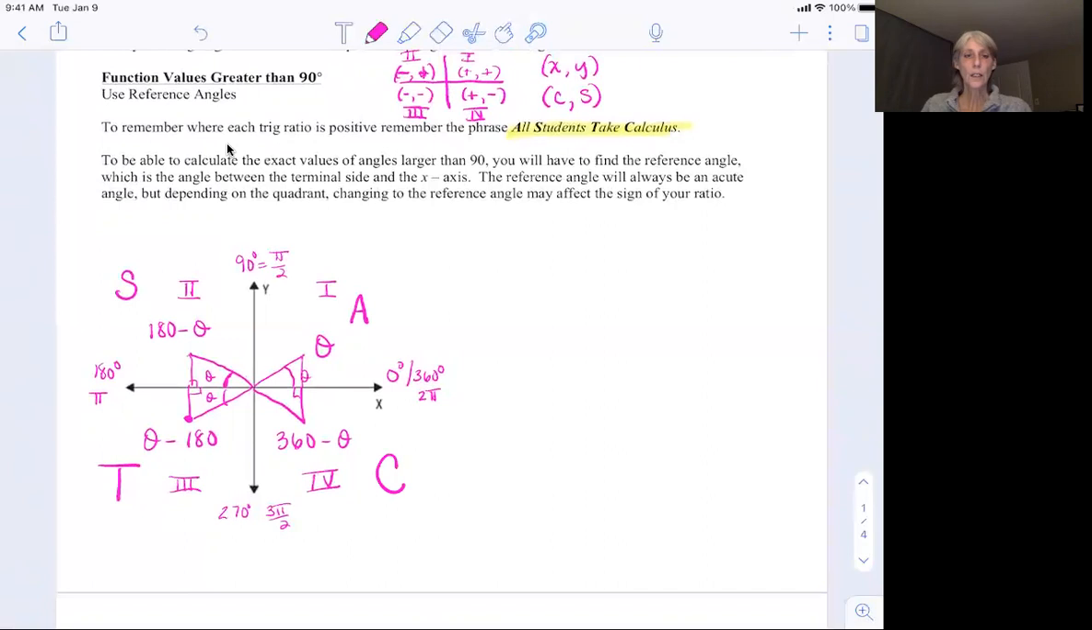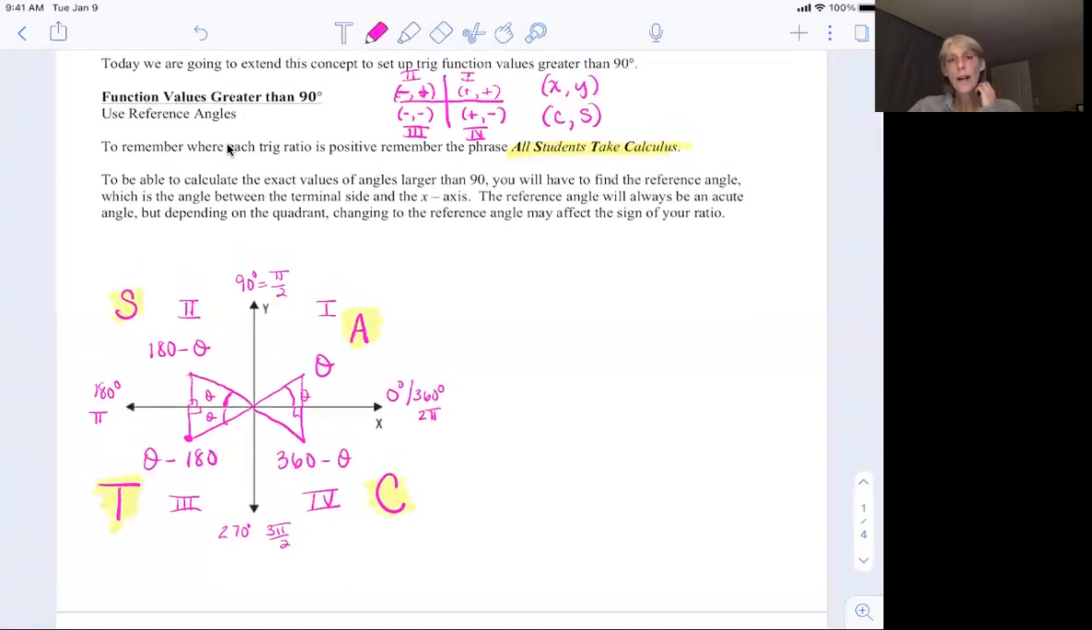So really, if you learn how to use this chart and set up your reference angle properly, you will be very successful with setting up trig function values that are larger than 90 degrees. Okay. And reminder, all students take calculus is our helpful saying that reminds us what quadrants we're positive in. To be able to calculate the exact value of angles larger than 90, we're going to find the reference angle.